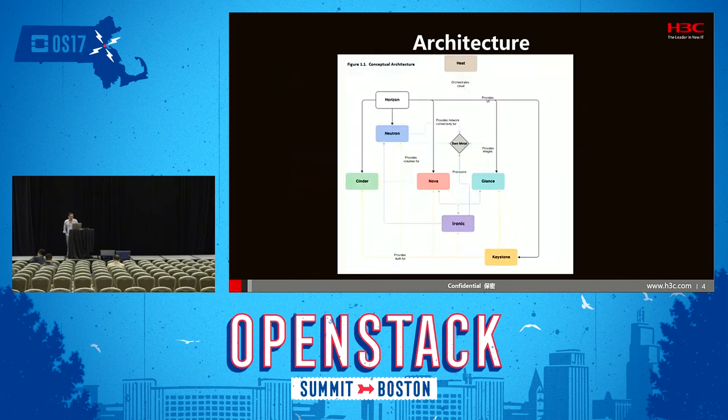This is an architecture. This diagram describes the relationship between Ironic and other OpenStack projects. There's no difference between a physical server and a virtual server. Glance provides the image service, Neutron provides the network service, and Keystone provides the authentication service.